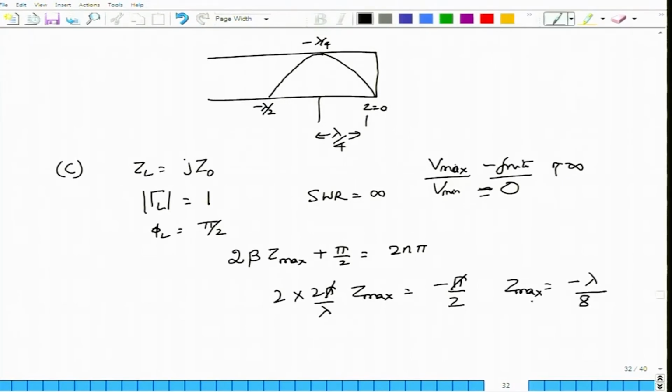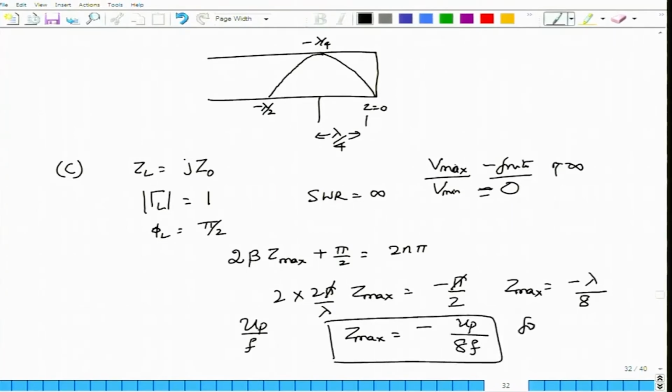So, the maximum occurs when this is equal to minus lambda by 8. You can also write down what lambda is. Lambda is nothing but up divided by frequency. So, the location of the maxima is given by minus up divided by 8 into f. This is the location of the first maxima away from the load for the case of a pure inductive termination.